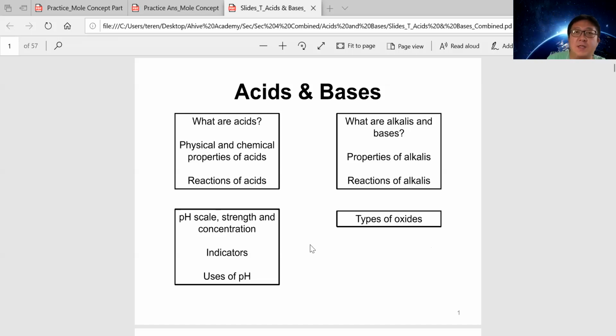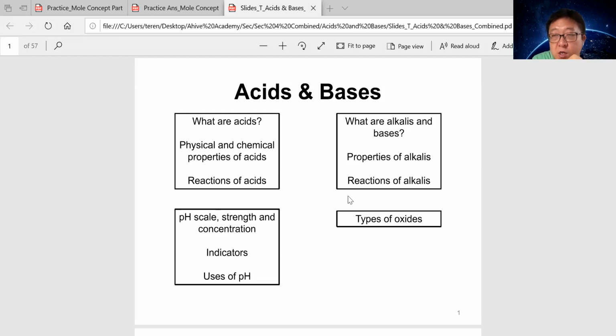Okay, so let's take a look at acid bases. This chapter, you must remember, is linked to mole concept. That's why we do mole concept first before we come to acid bases. There are key reactions in acids that you must remember. What are the key reactions? Acid plus metal, acid plus carbonate, acid plus base. There are three of them you need to remember.